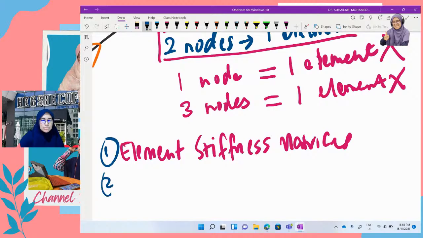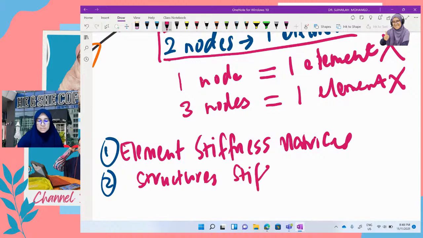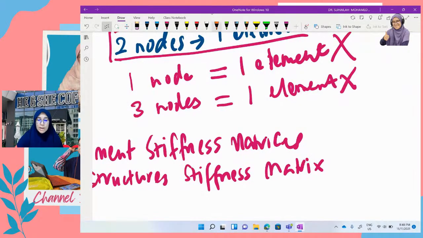And number 2 is, from these element stiffness matrices, we are going to establish what we call the structure stiffness matrix. This is part 1.